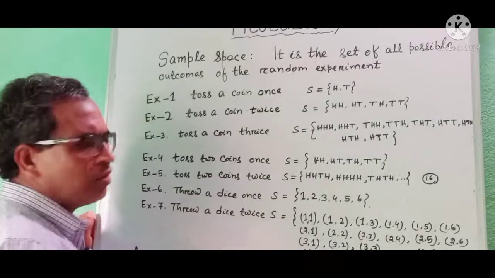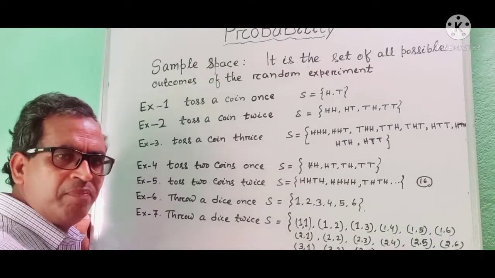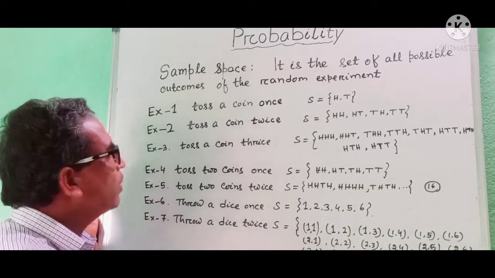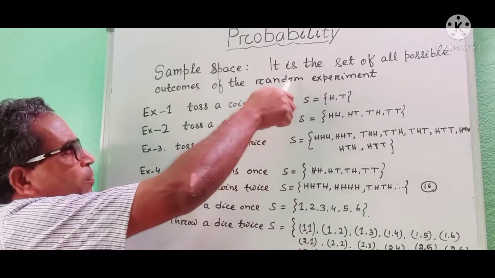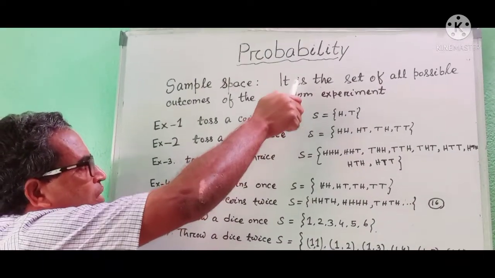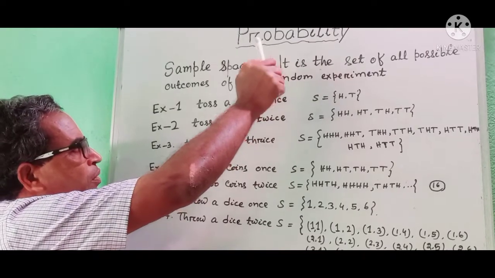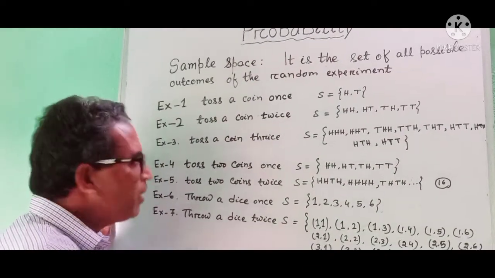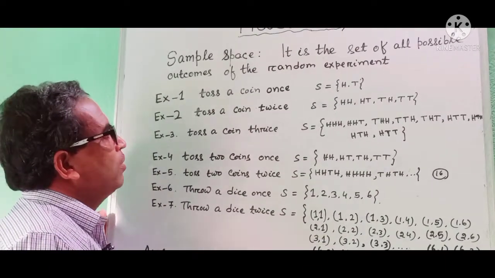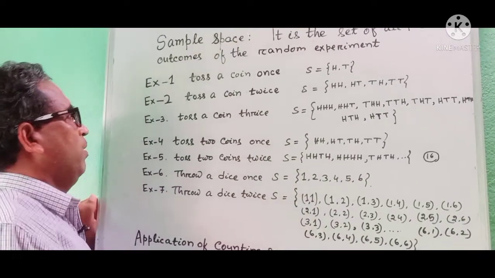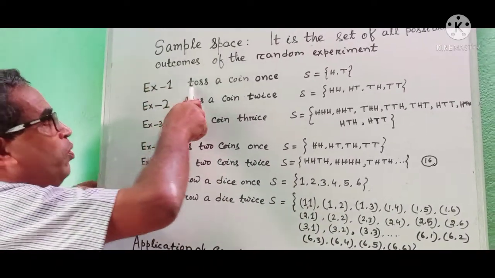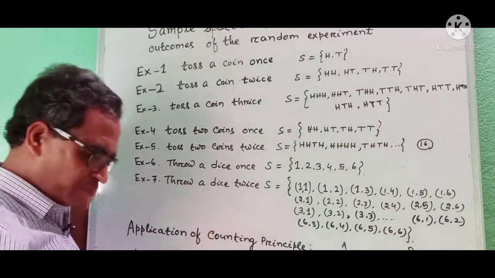All possible outcomes means maximum outcomes. Random I have explained in a previous episode, the meaning of the random experiment. So now come to the examples. Example 1: toss a coin once.